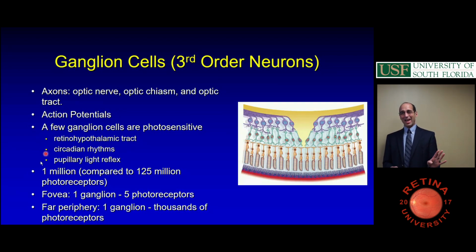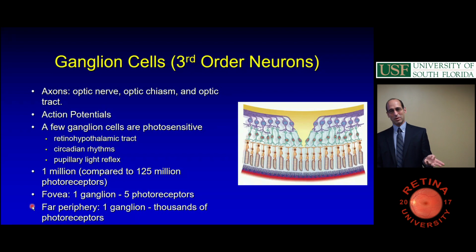There are about 1 million ganglion cells compared to 125 million photoreceptors. The fovea has, on average, about 1 ganglion cell for every 5 photoreceptors. In the far periphery, it can be 1 ganglion cell per 1,000 photoreceptors. So it's confusing to a non-ophthalmologist, I think, to understand why, when you've got a macular lesion, you can't just use another part of the retina. But the fact is that the macula is special. It's not so much that there are so many more photoreceptors as that there are a lot more ganglion cells there.